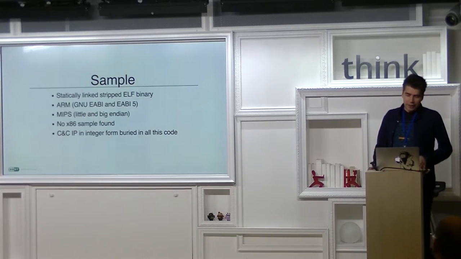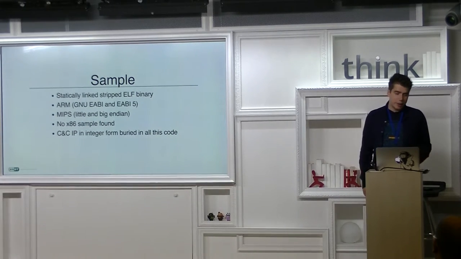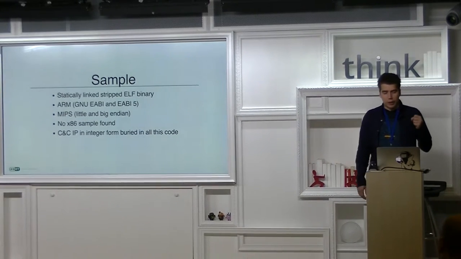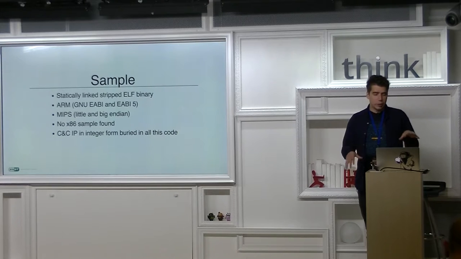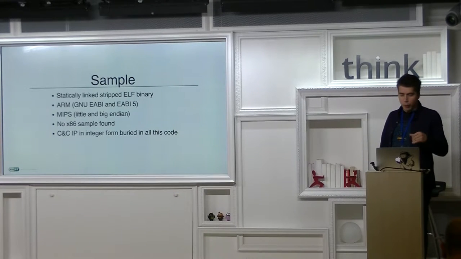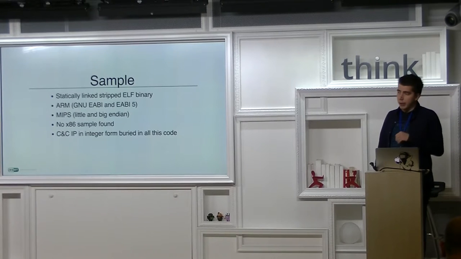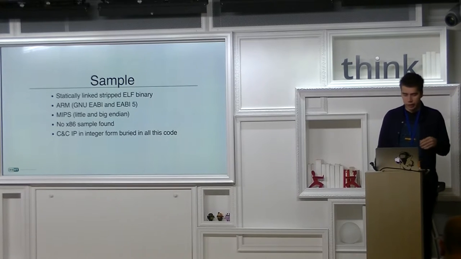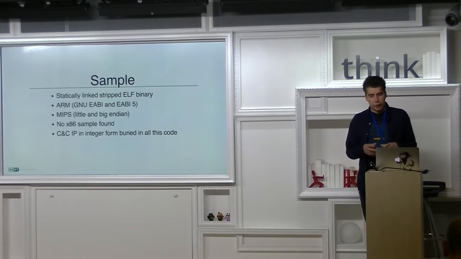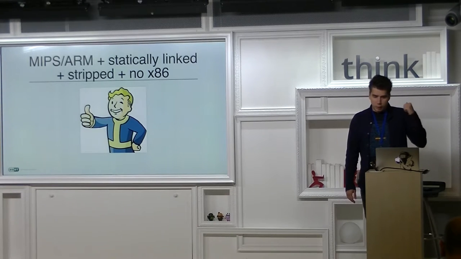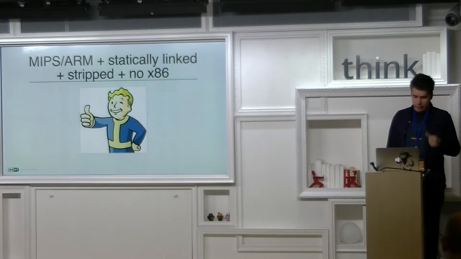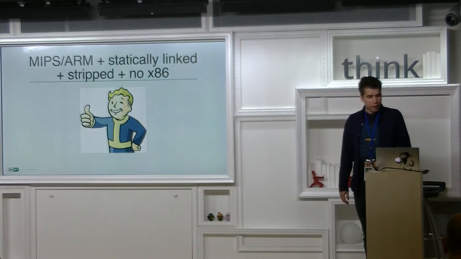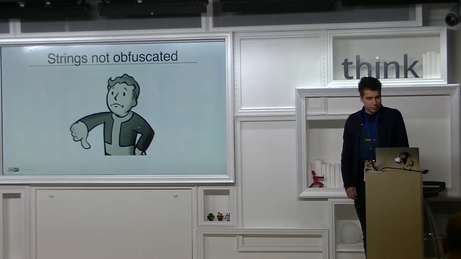But joking aside, the sample itself is a statically linked stripped ELF binary. We found ARM, two variants targeting two ABIs, and MIPS in both little and big endian variants. We found absolutely nothing, no x86 sample. So no x-rays for us. And the CNC IP was in integer form buried in the code. So no strings to reveal the CNC IP like most of the Lizard Squad stuff still has. So thumbs up: MIPS, ARM, statically linked, stripped, no x86. Good job. It took a long time. Bad job: the strings were not obfuscated. You can do better next time.